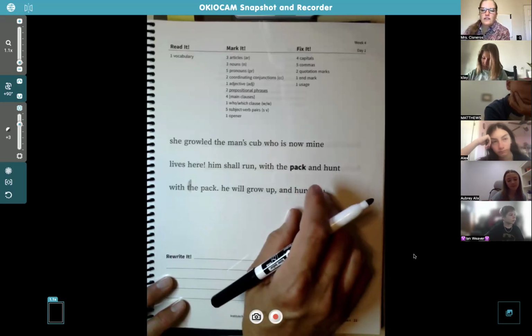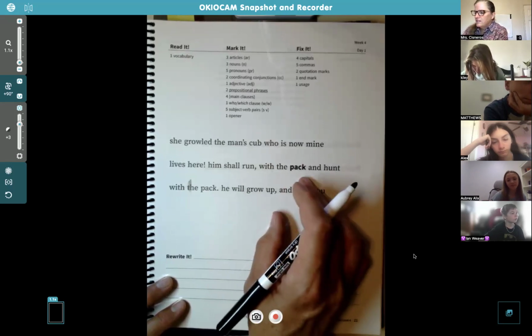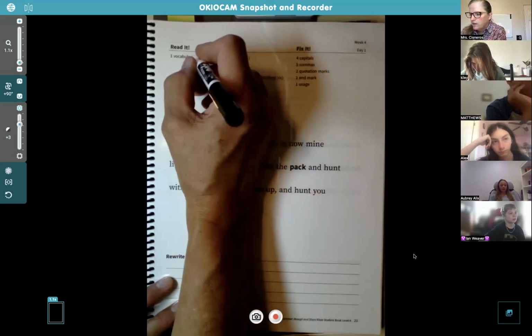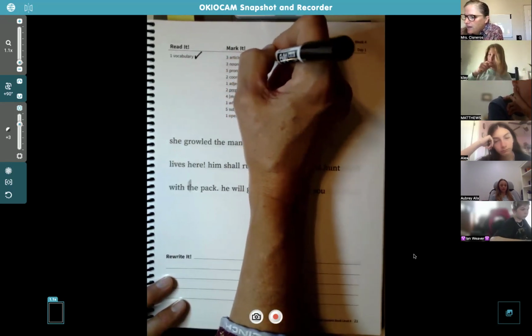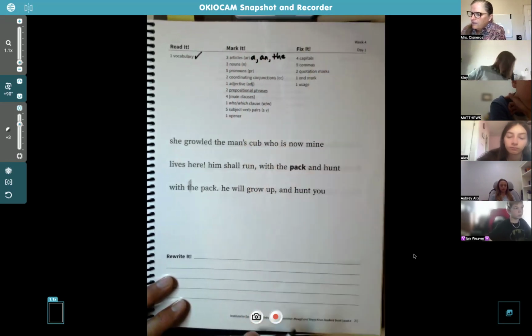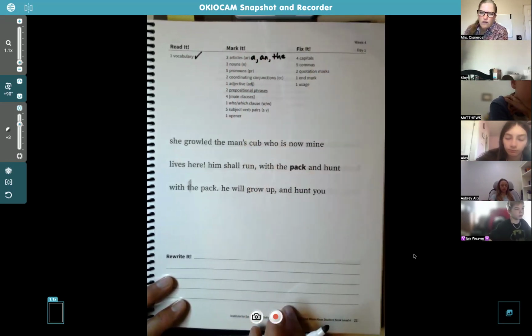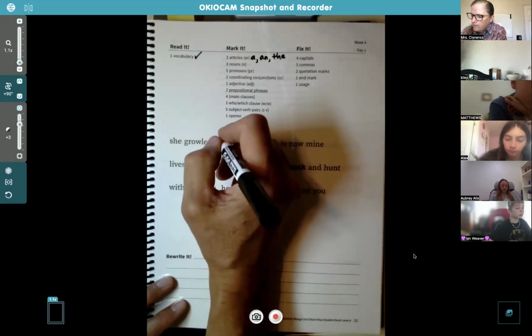Okay. So you're right. It is a pack of wolves. So in this sentence, it just means like a group, a pack of wolves. All right. We've got 3 articles here, a, an, and the. Go ahead and find those. There's only 3. Go ahead and find them and label them for me.